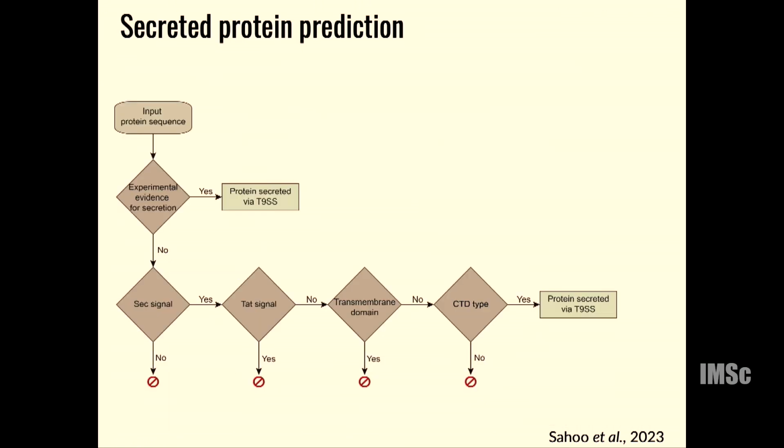Further, we have a pipeline where, given a protein sequence, we check whether it is experimentally annotated to be a secreted protein; if so, we call it a secreted protein. If not, we check for features: it should have a signal peptide, because the type 9 secretion system requires the Sec export pathway, and then we check for other features, and finally for the presence of a C-terminal domain. If it has any of these three CTD types, then we say that it is a protein secreted via T9SS.